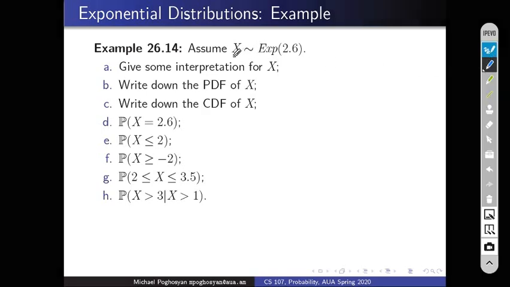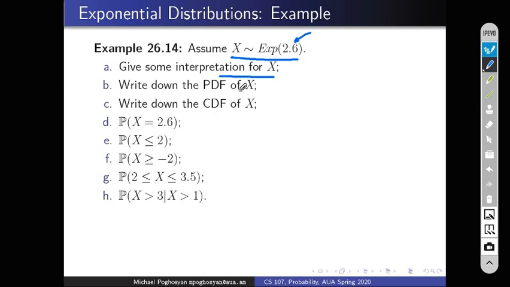So X is exponential with parameter 2.6. Give some interpretation for X. Well, X is waiting time between two events. So some events are happening and X is that waiting time between two events. Later we will understand what this 2.6 means, how we can calculate that parameter. So X is some waiting time.